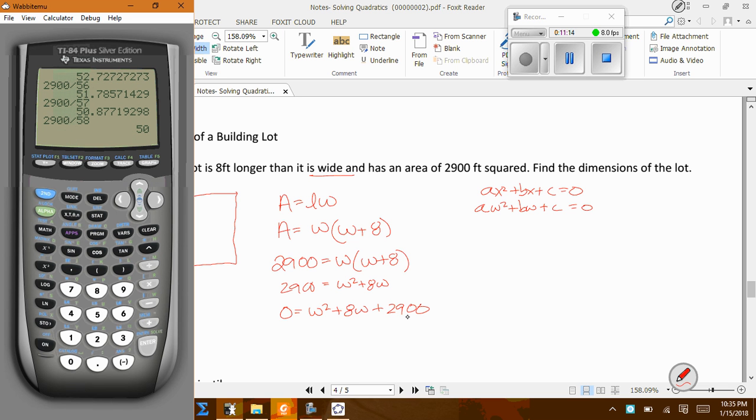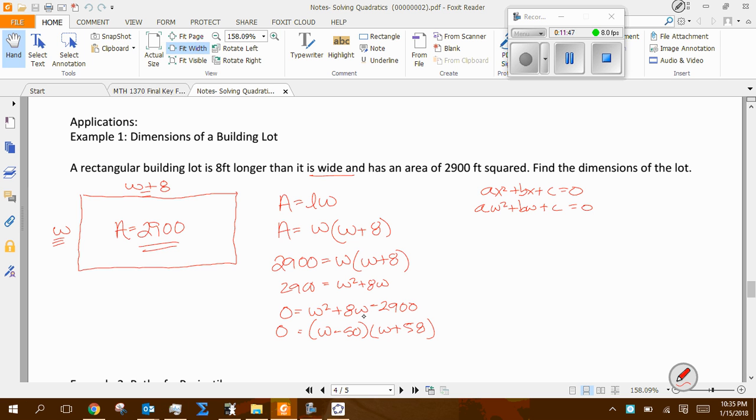So 58 and 50. So right now, this thing's going to factor to w... I'm sorry, I added 2900. Should have subtracted 2900. That's my apology. So we have w minus 50 and w plus 58. And that set of binomials should, when I multiply back out, these two multiply to give me negative 2900, last times last. And then negative 50w plus 58w should give me positive 8w. So I know I got that correct.